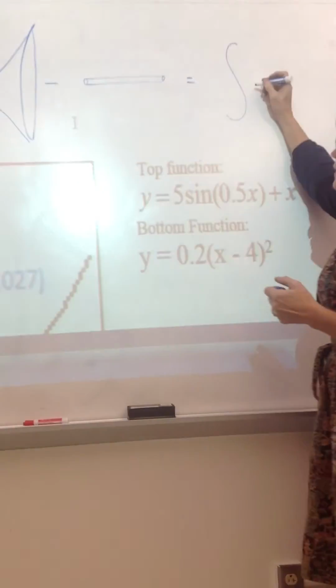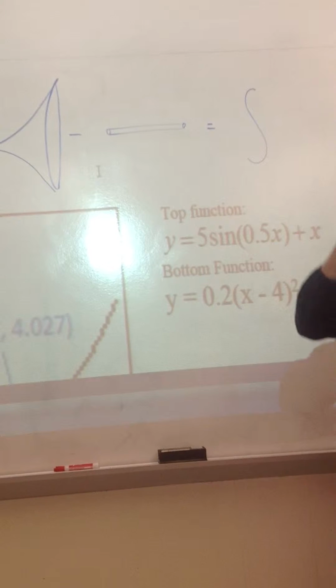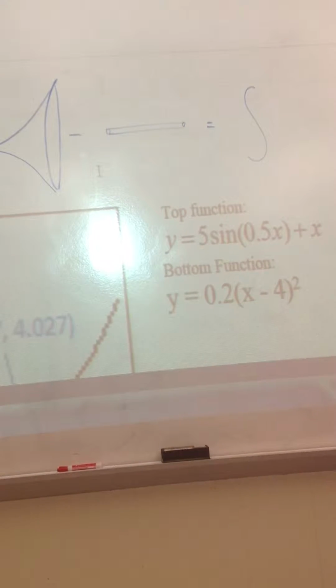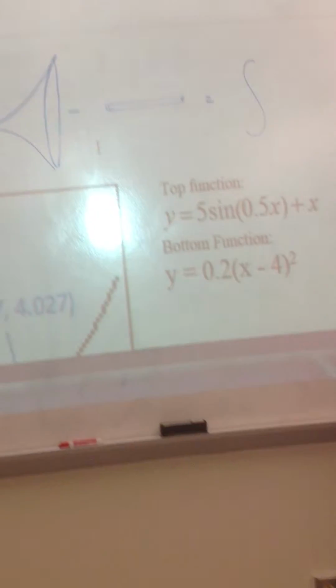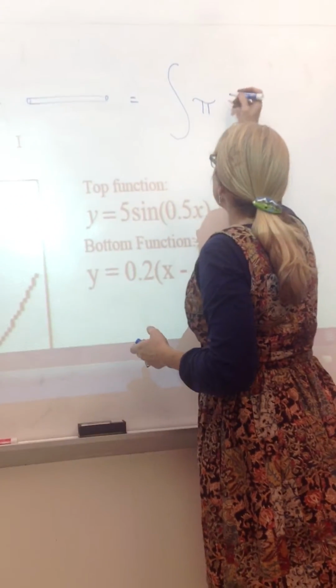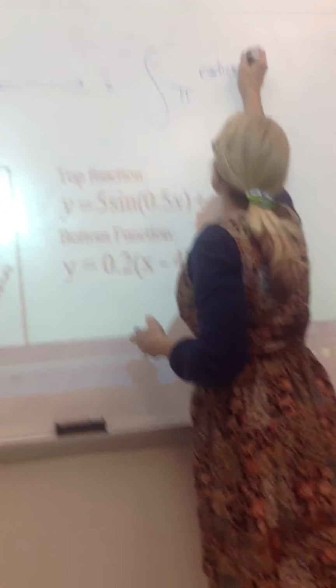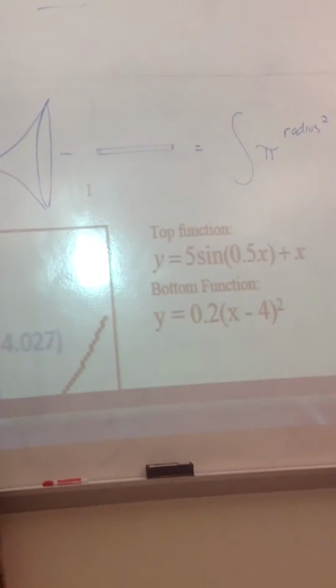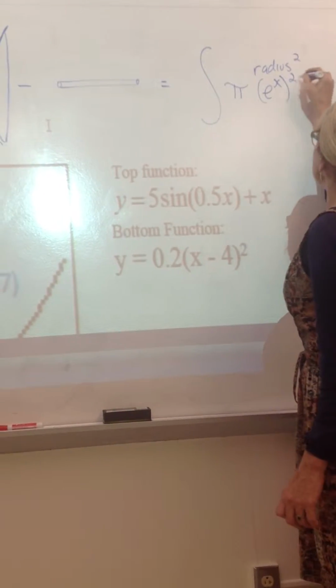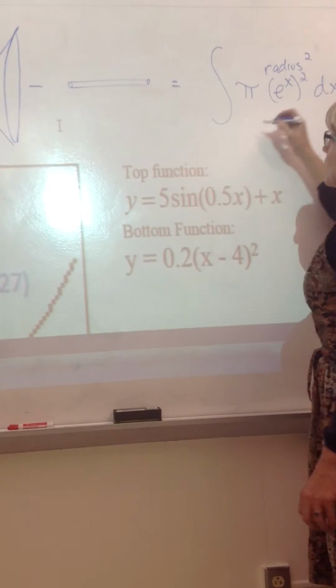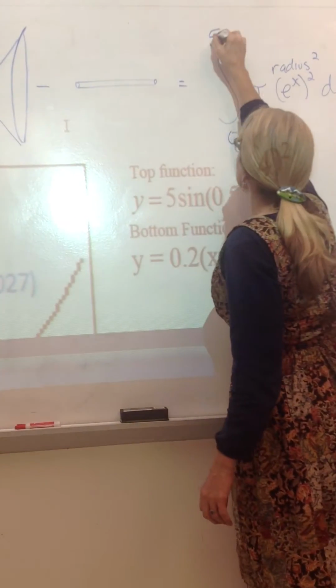Okay, so the shape that's the big funnel: notice because I'm revolving around a horizontal axis, I'm back to my discs having thickness in the x direction. So I have pi times radius squared, and the radius is given by the function, and my function is e to the x. And my x's are going from 0 to 5.